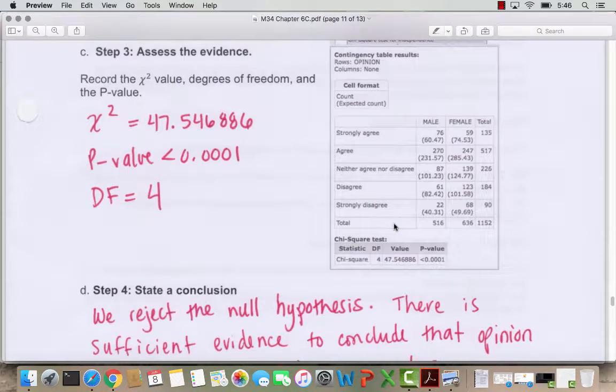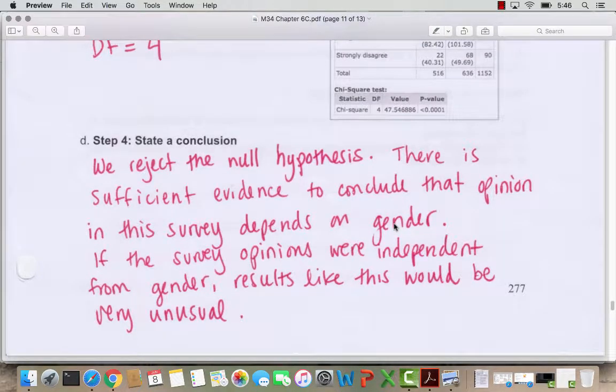So we record our evidence. Typically, we write down the chi-square value, the p-value, and the degrees of freedom, and then we state a conclusion. Our conclusion is that we reject the null hypothesis. There is sufficient evidence to conclude that opinion in the survey depends on gender. If the survey opinions were independent from gender, results like this would be very unusual.